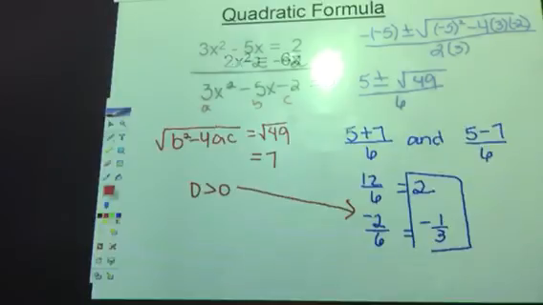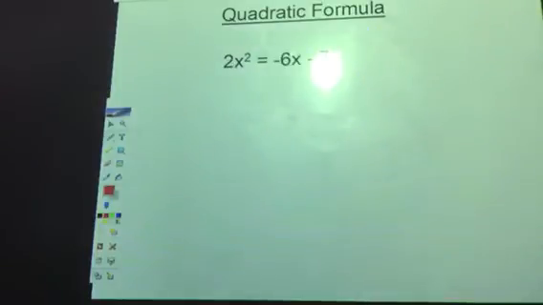Our next example, again, has to be in standard form. So I can subtract 2x from both sides. I think that would be simpler. 2x squared, I'm sorry, subtract that from both sides.